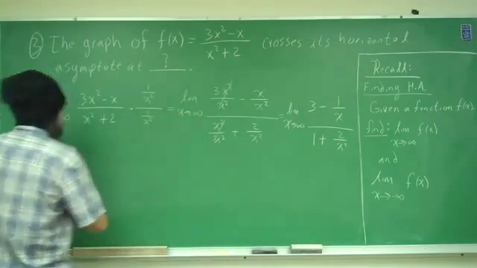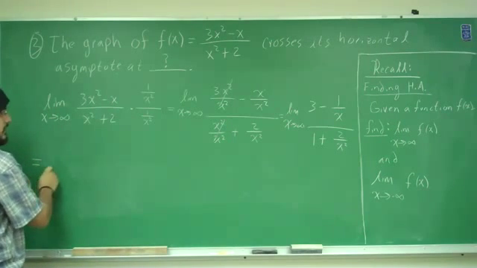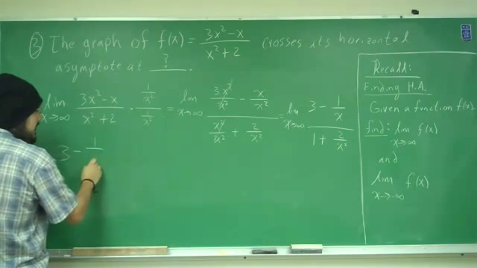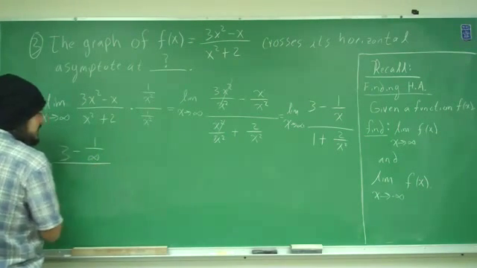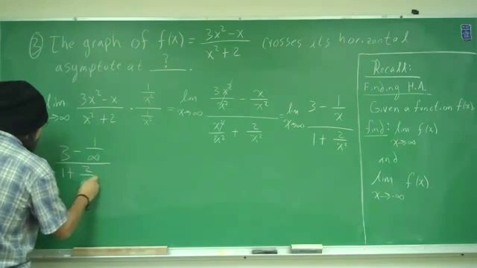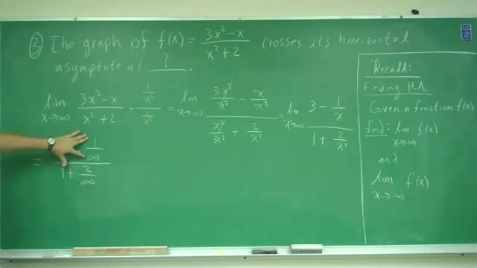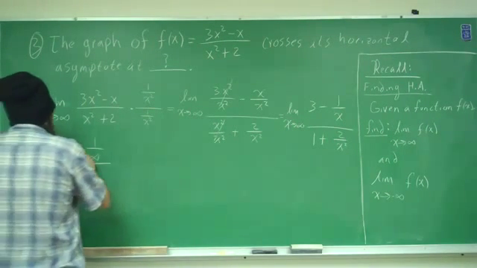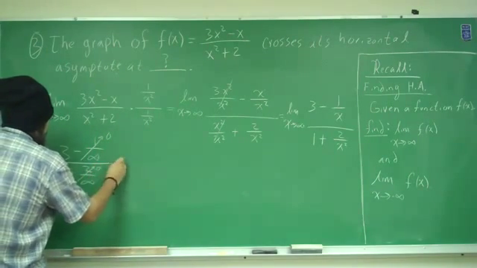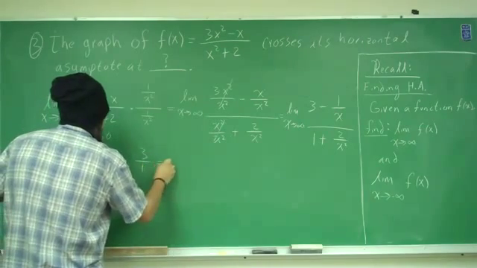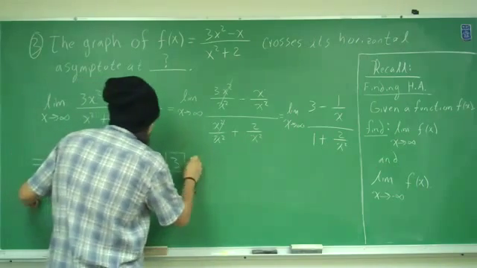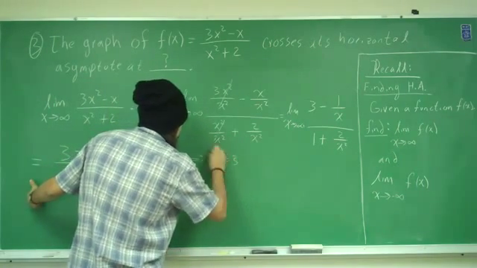So we plug in infinity, and that's equal to 3 minus 1 divided by infinity, all divided by 1 plus 2 divided by infinity. But we know that 1 divided by infinity is 0, and 2 divided by infinity is also 0. So we're left with 3 over 1, therefore we're left with 3. So one of the horizontal asymptotes is y equals 3.